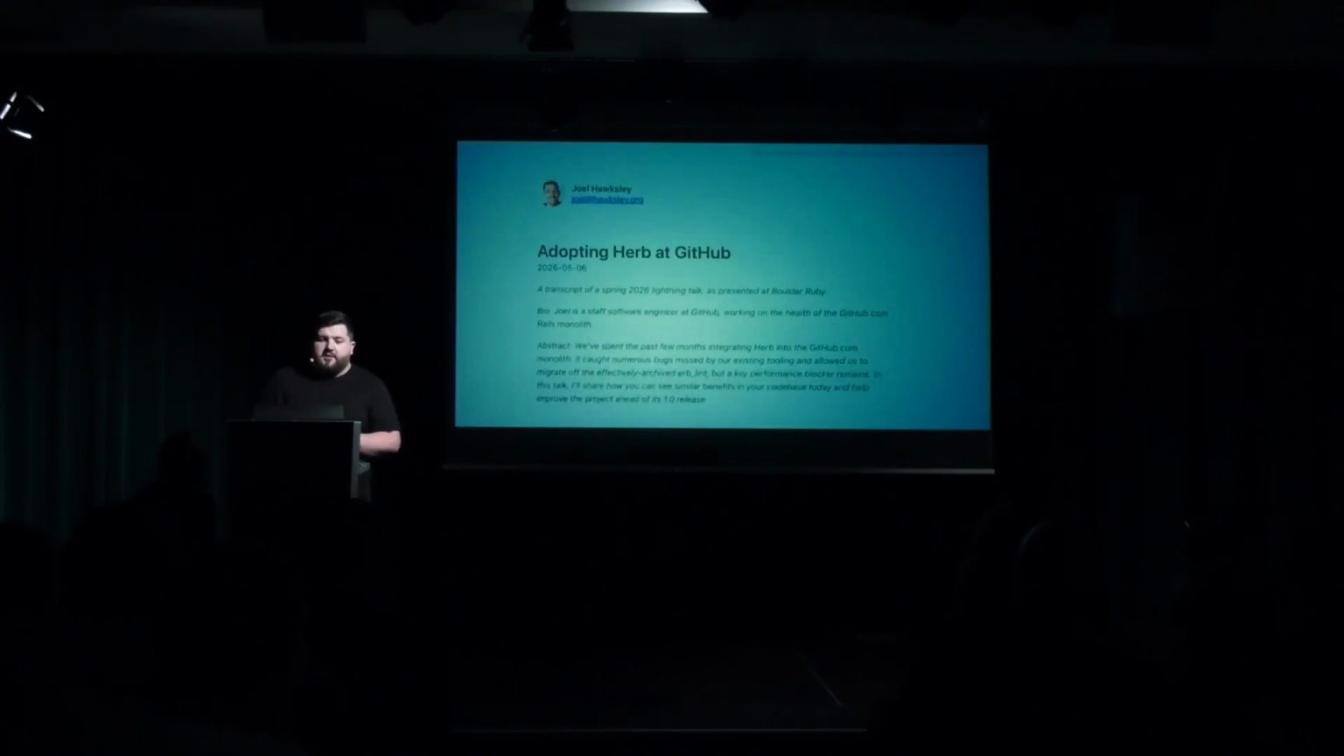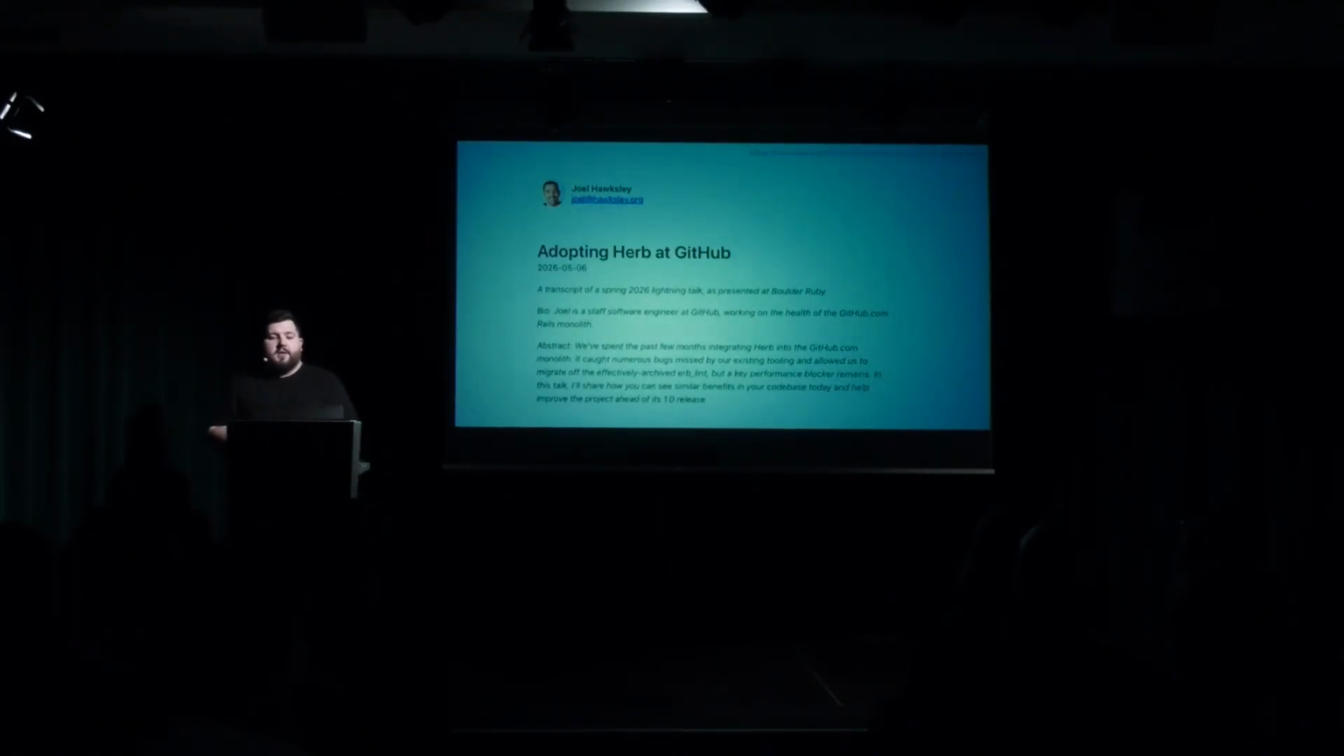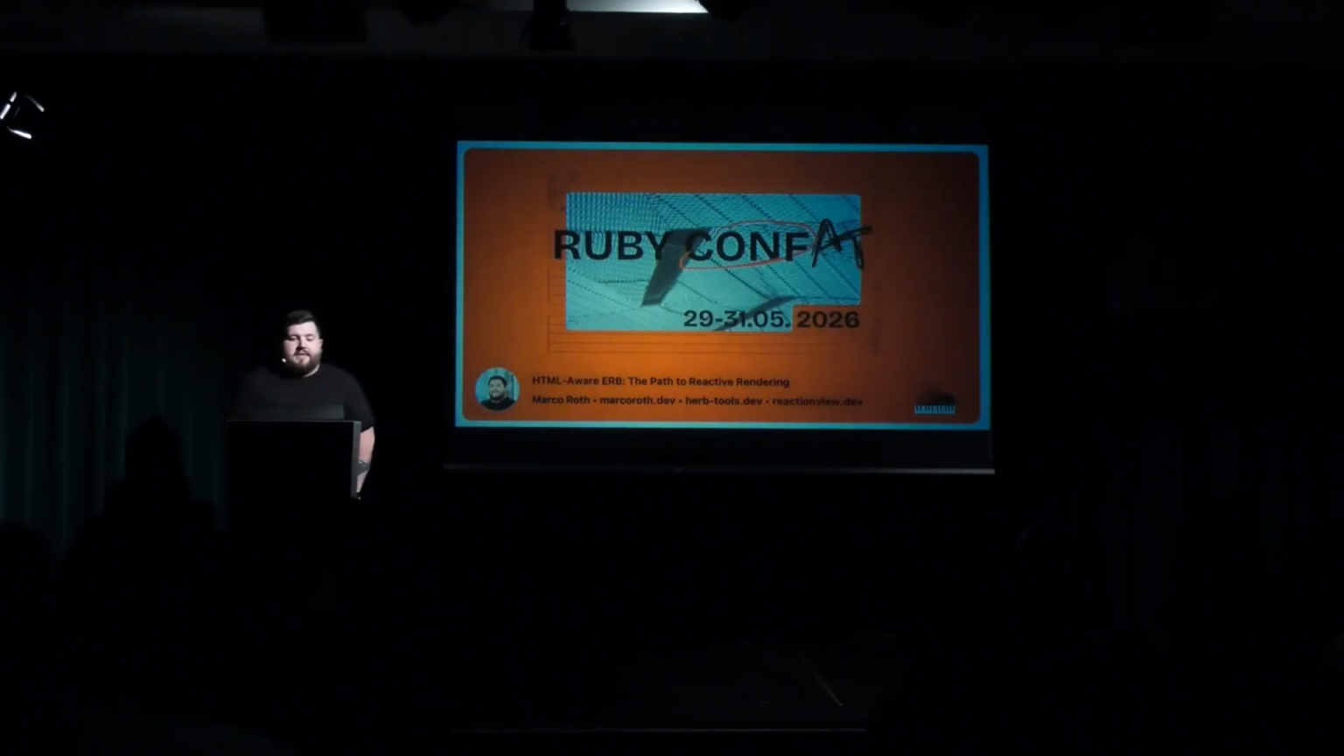And just a few weeks ago, we got the news that GitHub also adopted Herb in their monolith. So they have over 10,000 view files that are now being processed and checked on every commit with Herb to make sure that they are complying. So this is a big win for the project, to see it being adopted by big companies using ERB today. So this is really exciting. But yeah, so that's what we have.